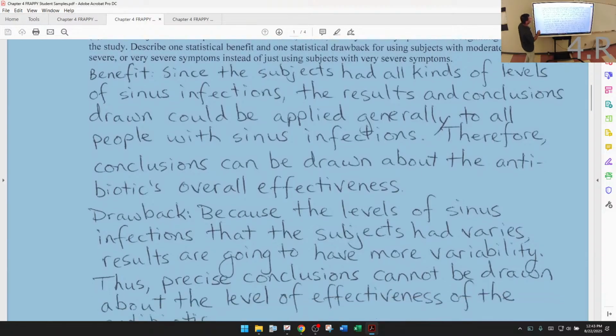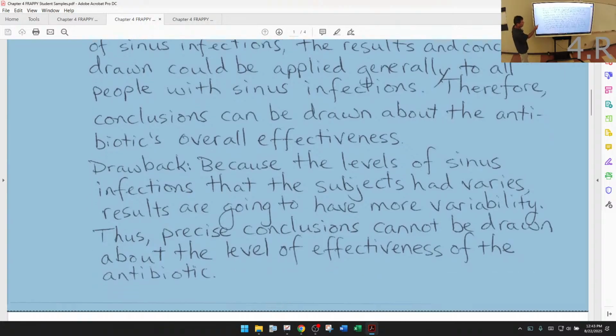Benefit: since the subjects had all kinds of levels of sinus infections, the results and conclusions drawn will be applied generally to all people with sinus infections. Therefore, conclusions can be drawn about the antibiotic's overall effectiveness. I think that's good for the benefit part. Drawback: because the levels of the sinus infections that the subjects had varies, results are going to have more variability, thus precise conclusions cannot be drawn about the level of the effectiveness of the antibiotic.